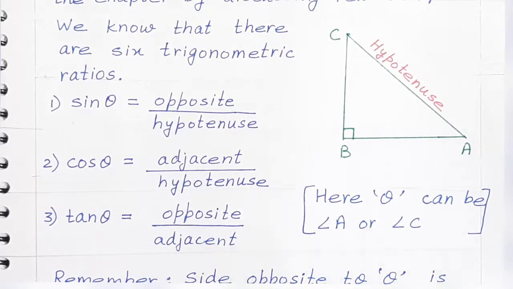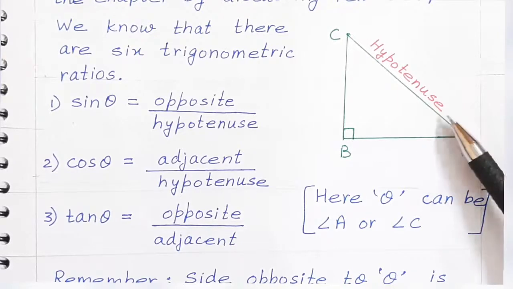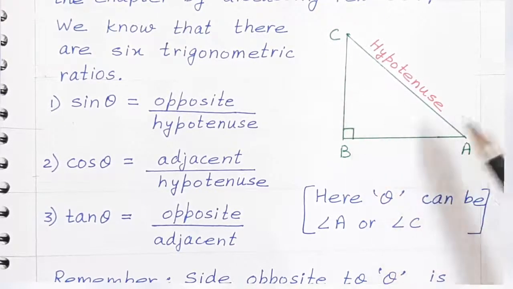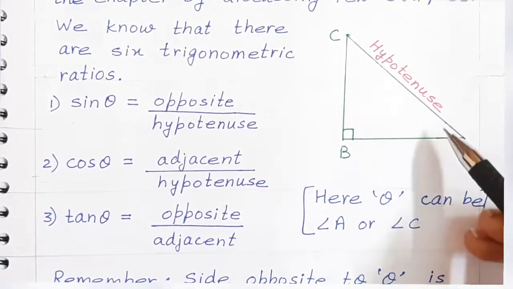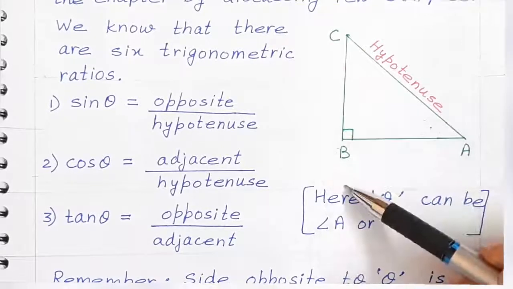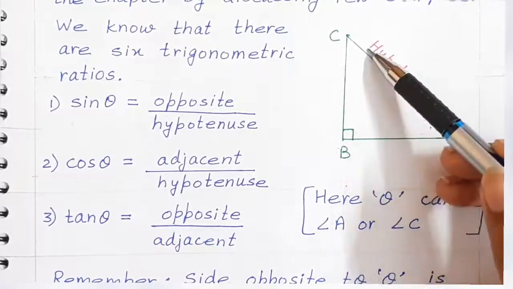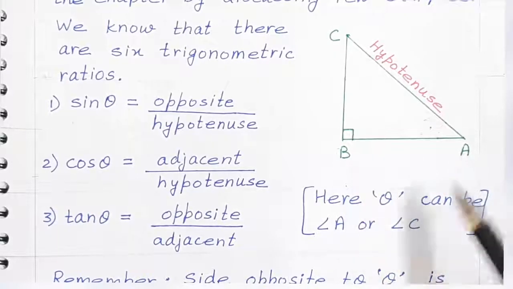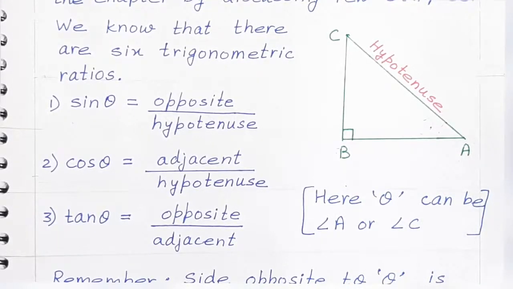Now students, remember one very important point here, that the side opposite to theta is always the perpendicular. If theta is at point A, then BC is perpendicular. And if theta is at point C, then AB is perpendicular. Is it clear to everyone now?